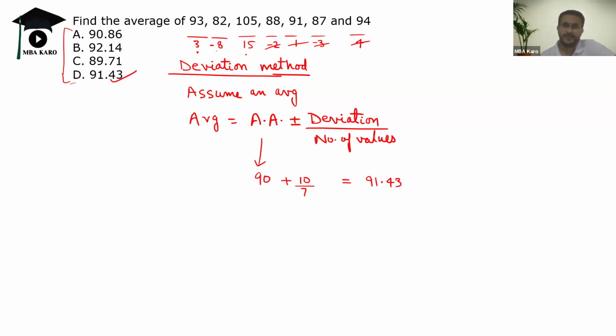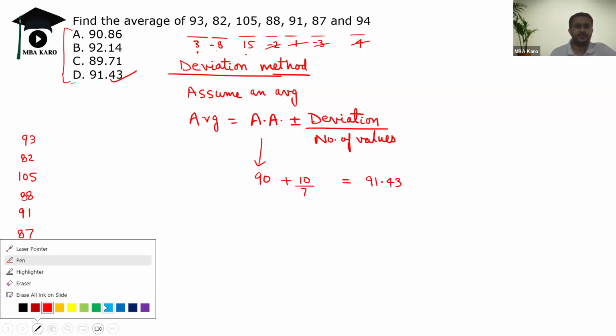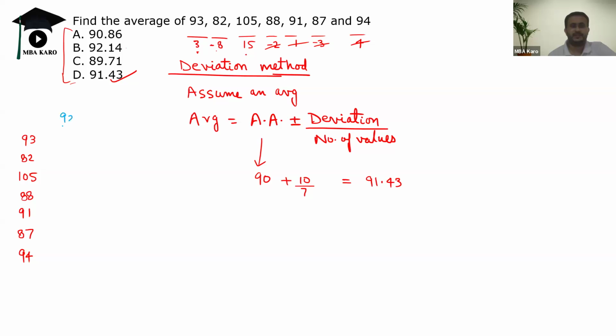Now you might be thinking that I calculated with 90 as the average. Could it be more also? Yes, we can take any number. Let us say I take the average as 92. Even if I assume the average to be 92, the answer will remain the same. Subtracting 92 from these values, we get 1, minus 10, 13, minus 4, minus 1, minus 5 and 2.